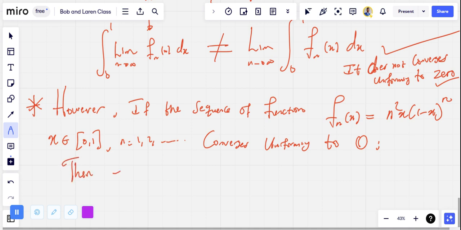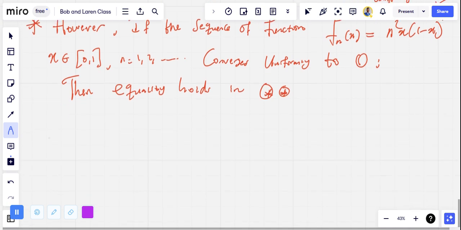Then equality holds in, let's call this one equation star star. Then the equality holds in equation star star. That means they will always be equal to each other. So do you understand that? So otherwise, you know what that will be. Otherwise, that means it does not converge.